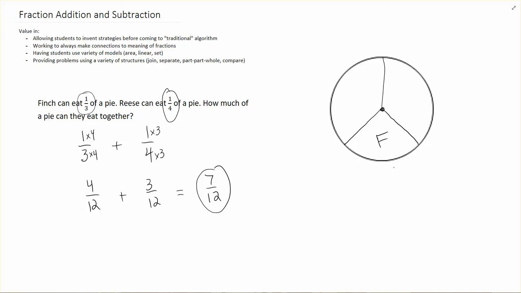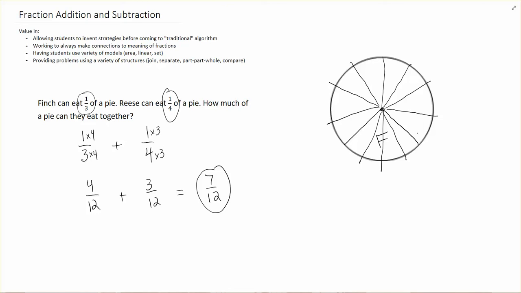So it's something that hopefully you've laid a lot of groundwork for with students, that they're thinking about, can I get these pieces in the same size? And here, how can I get fourths and thirds in the same size? Well, I might have to think about taking these 3 things and cutting them into 4 pieces each. So cutting them in half, and then in half again, and cutting this one in half and in half again, and cutting this one in half and then in half again.